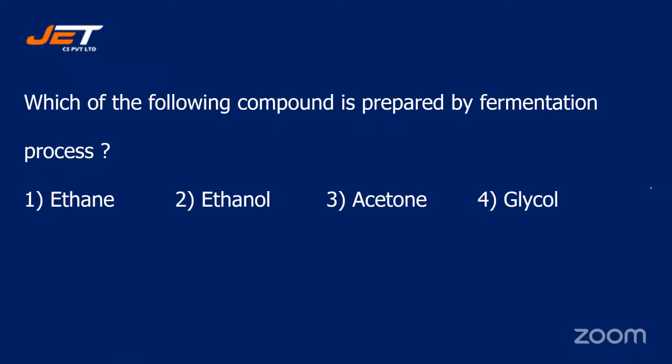The compound prepared by fermentation process. Students, the correct answer is ethanol. Alcohol is prepared by the process of fermentation. And as you know, ethanol is an alcohol. So the correct answer will be option number 2.